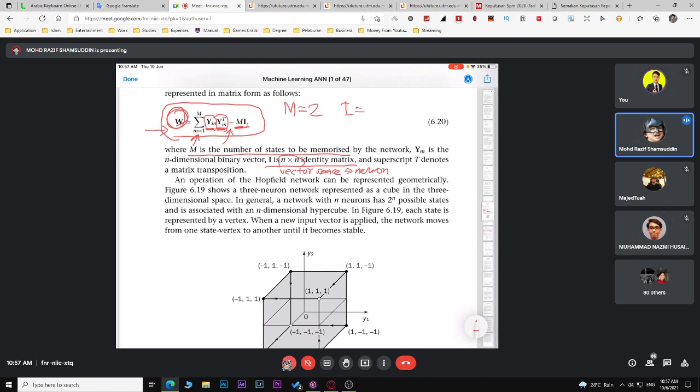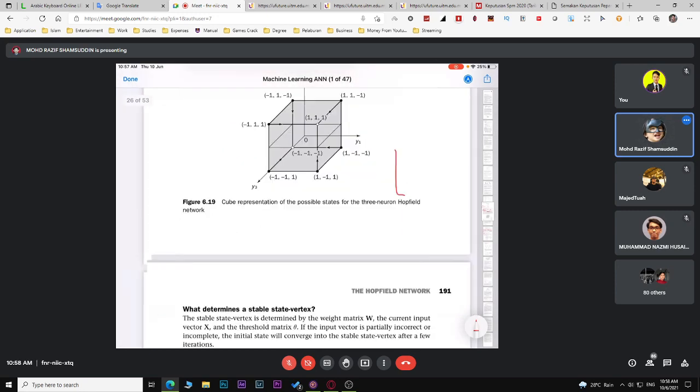3 by 3, not 2 by 2, because we have 3 neurons. So 3 by 3, its form looks like this: 1, 1, 1, 0, 0, 0, 0, 0. So it looks like this. Alright.